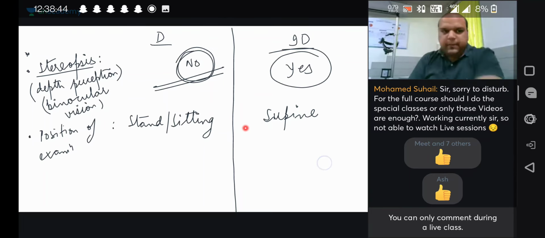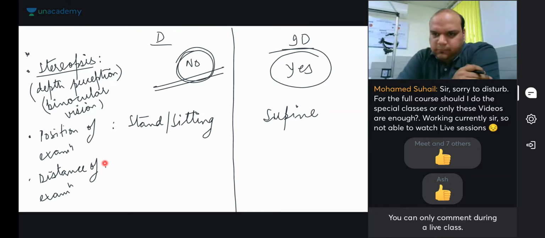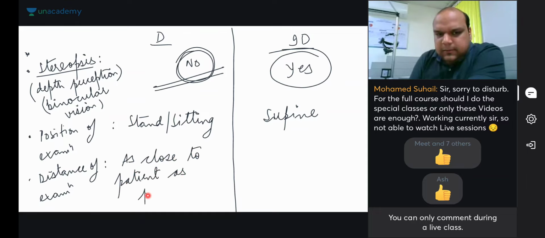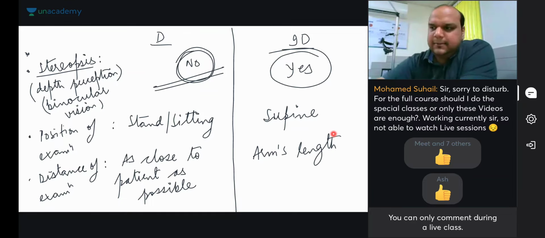Done, everybody. Then after the position of examination, what is the distance of examination? Anybody can type in the answer here. That means how far do you do the examination from? Direct ophthalmoscopy is done from what distance? Nobody. So direct ophthalmoscopy is done as close to the patient as possible, whereas indirect ophthalmoscopy is done from a distance of roughly arm's length. I hope I'm clear here.